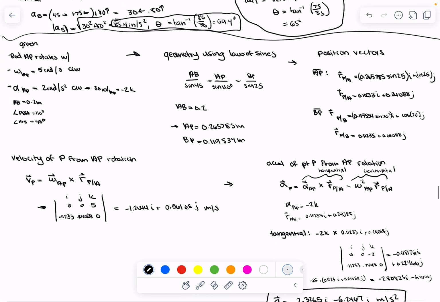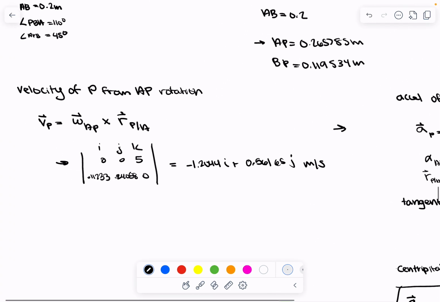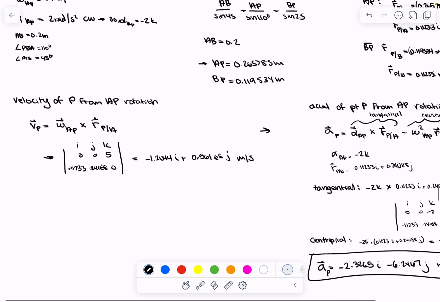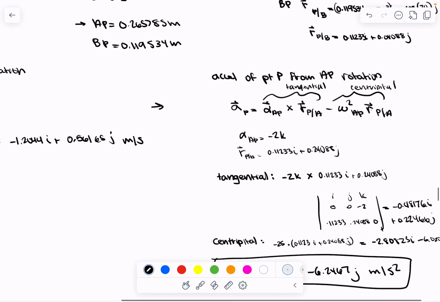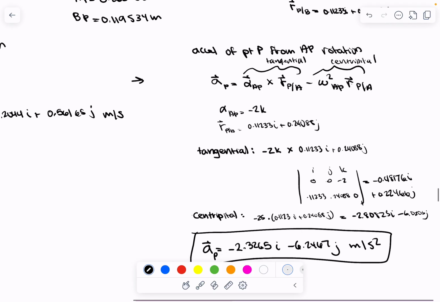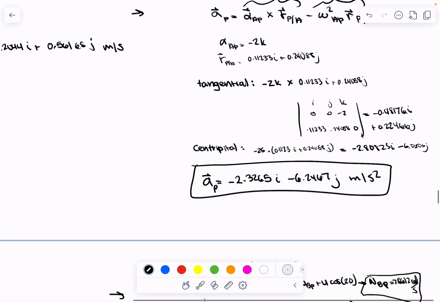Then we do the velocity of P from the AP rotation. It's just computing cross products, and acceleration is just another 2 cross products. Then you combine the tangential and centripetal accelerations, and you get the total acceleration of negative 2.3265I minus 6.2467J meters per second squared.